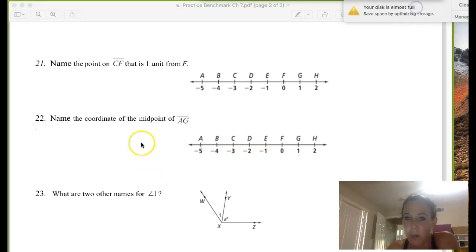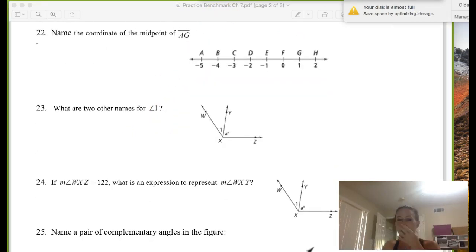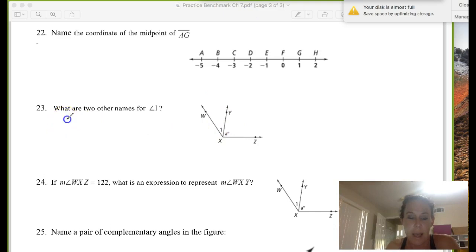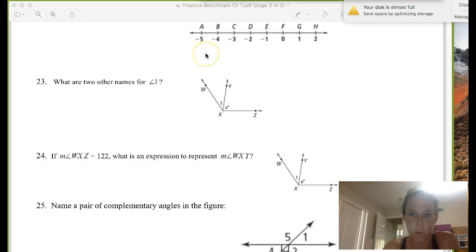Okay, let's go ahead and find what are two other names for angle 1. All right, so how do we name angles? We can name angles by 3 points, right? And you want to make sure your vertex is the center point. So I could name angle 1 as angle WXY, or I could have named it angle YXW. There you go. Simple as that. Nothing too difficult there. All right, on to 24.